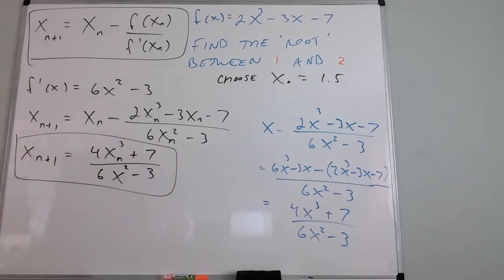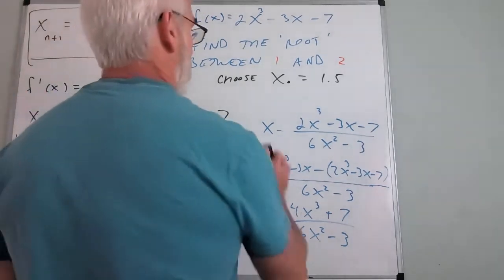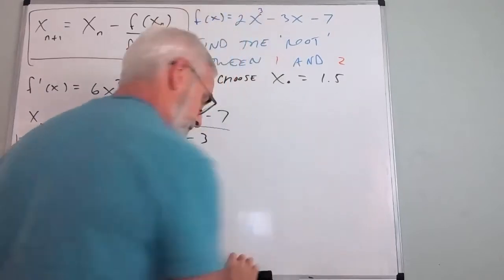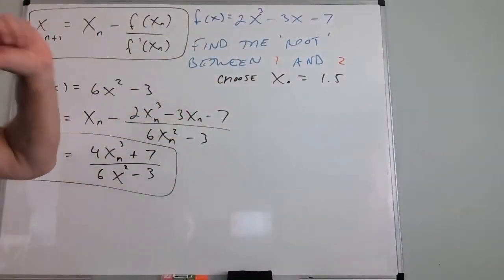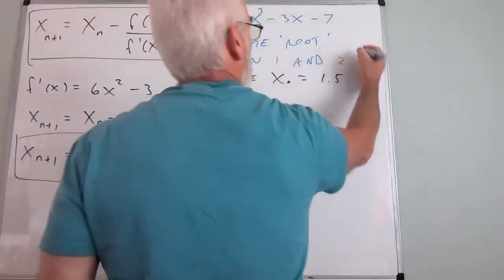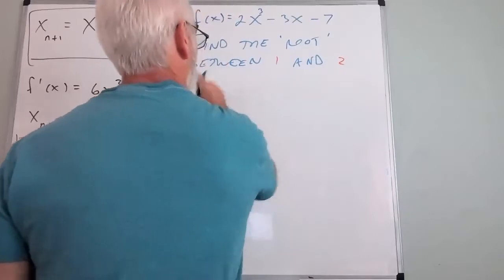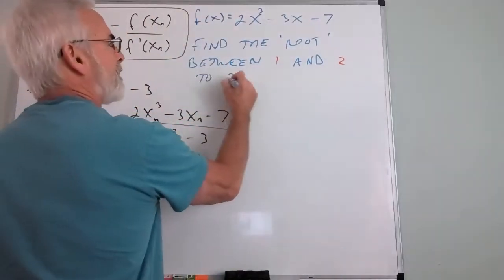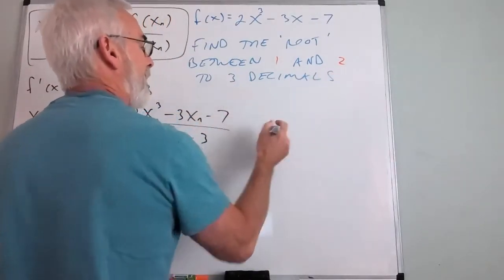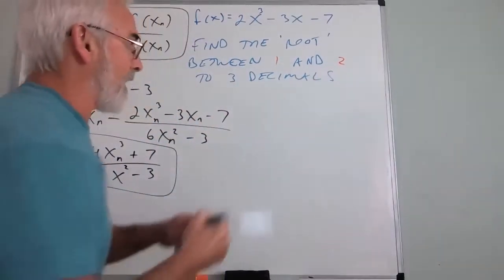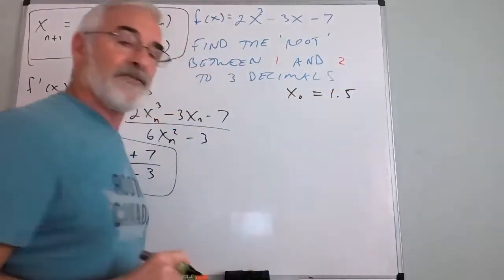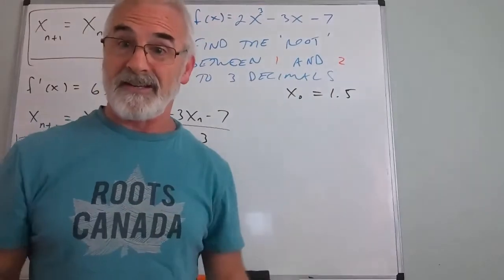Okay, now we should be done in about a minute. Let me erase this. So now, by the way, I did not say how many decimals. Sorry, I should have said that. Find the root between 1 and 2. Let's keep it simple, to 3 decimals. Okay, let's find the root to 3 decimals. Now I'm going to write x0 is equal to 1.5. That's not rounded off. That's an exact terminating decimal.